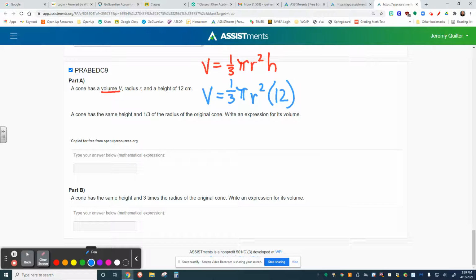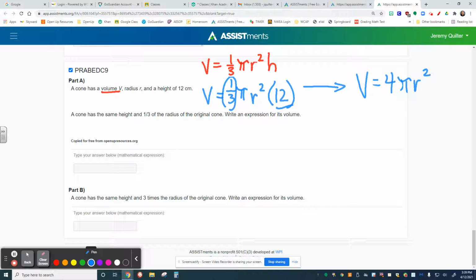This is where we start, and what we should do is simplify to understand that the volume is equal to 1/3. So this part, 1/3 of the 12, is equal to 4 times pi times the radius squared. So that's the only thing we know about the volume of this figure.